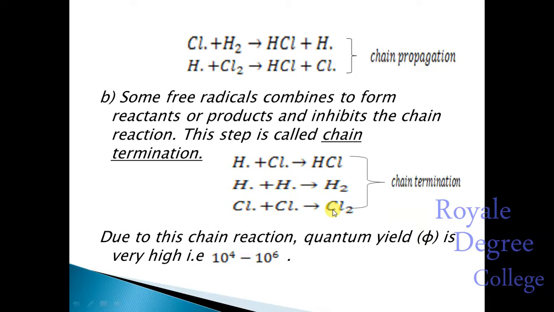So due to this chain reaction, the quantum yield, that is phi, is very high. How much? 10 to the power 4 to 10 to the power 6.